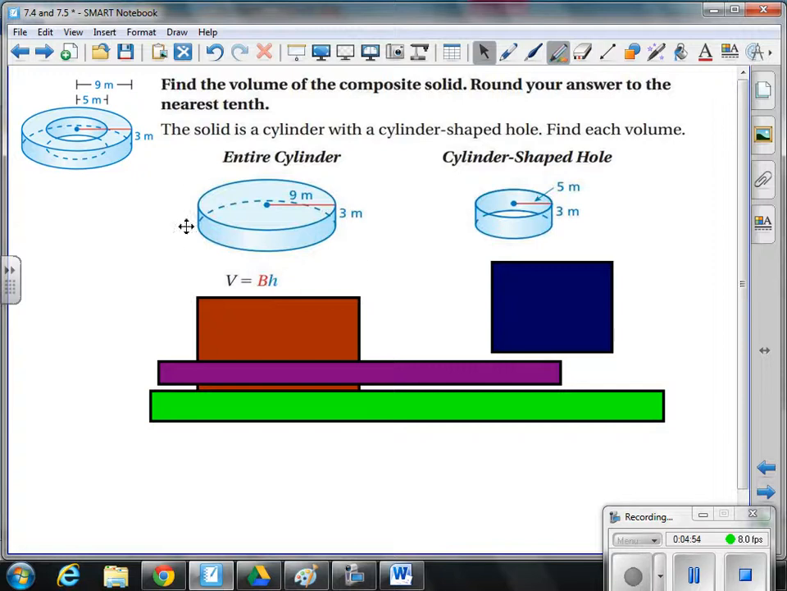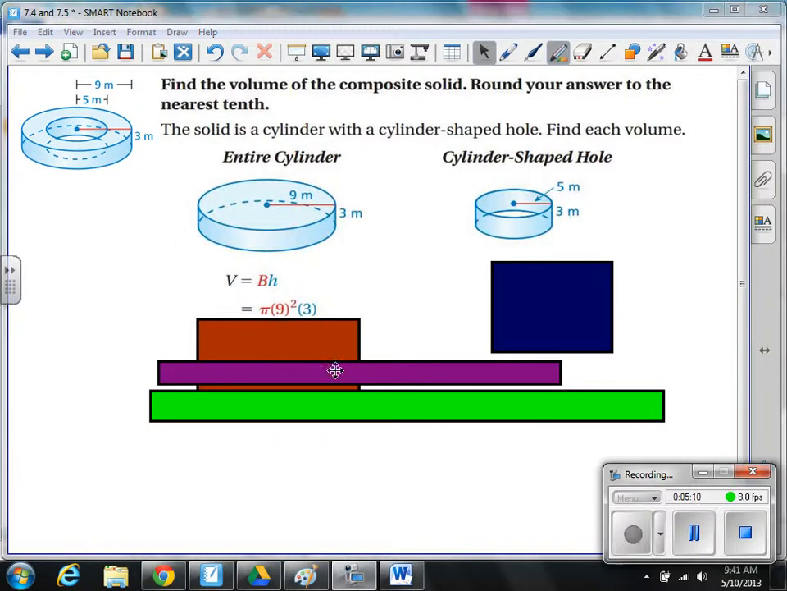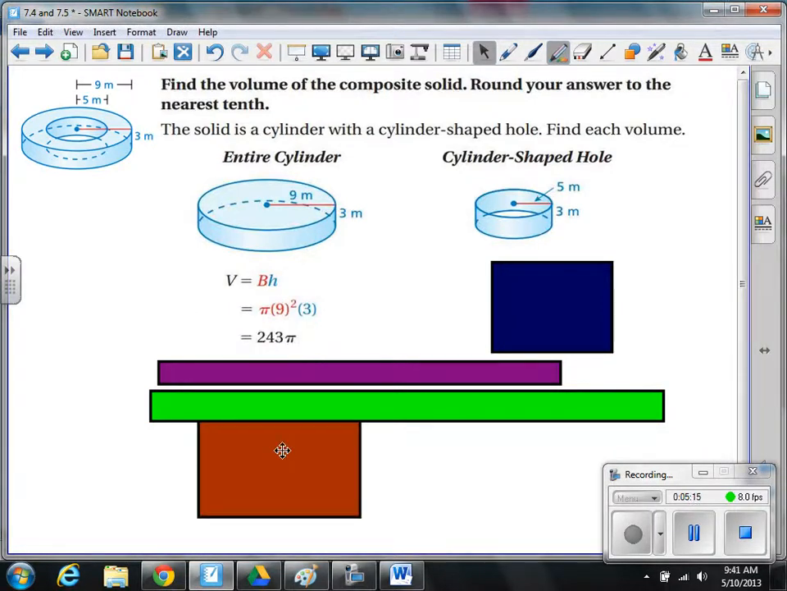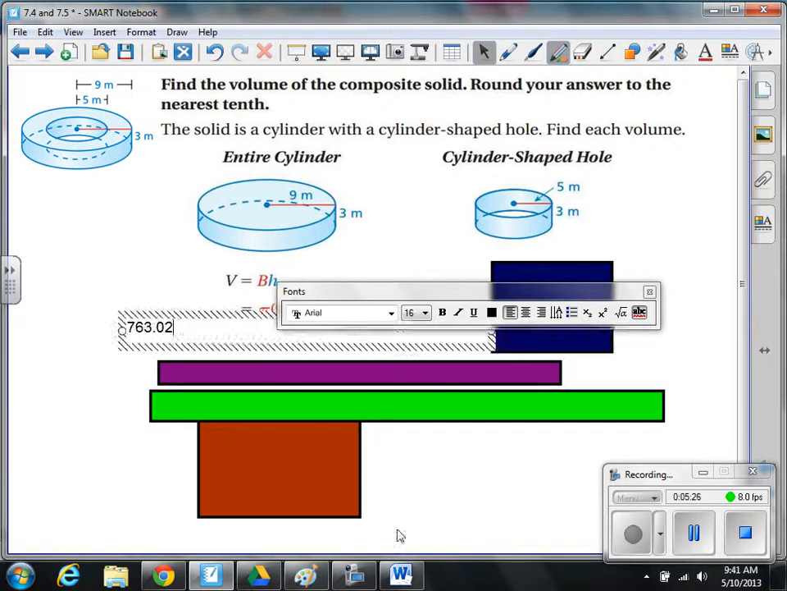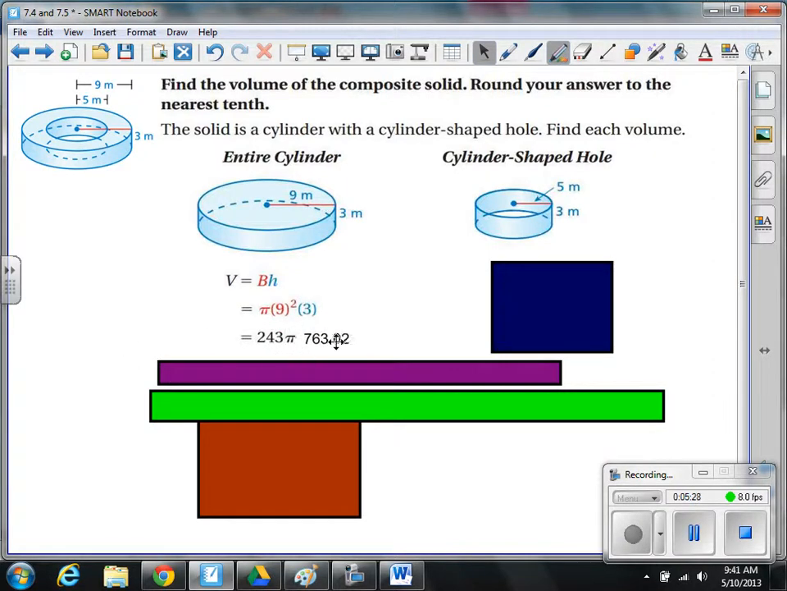So remember, to find volume, we take area of the base times the height. So for this shape, area of the base would be pi times radius squared. So we're going to take pi times 9 squared times 3. So once we do that, we take 9 squared times 3 times pi, and this total solution will be 763.02. And that's the volume for this figure here.